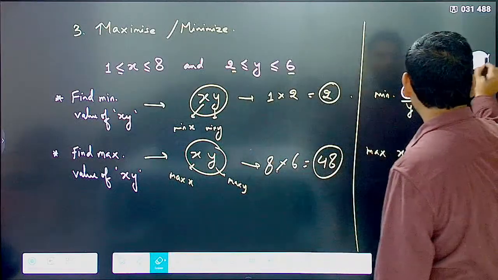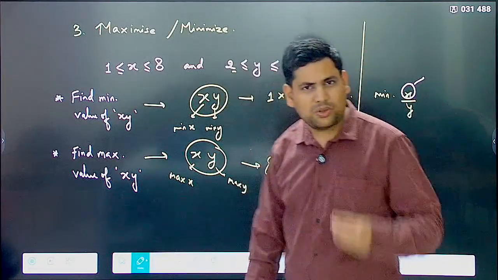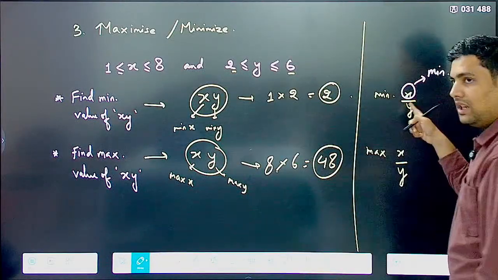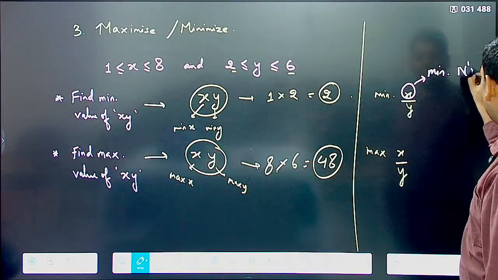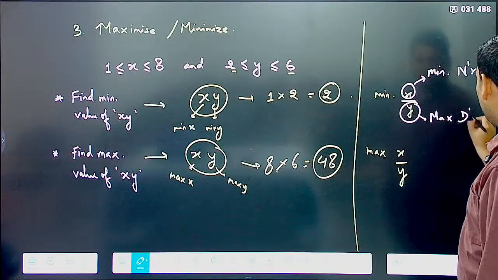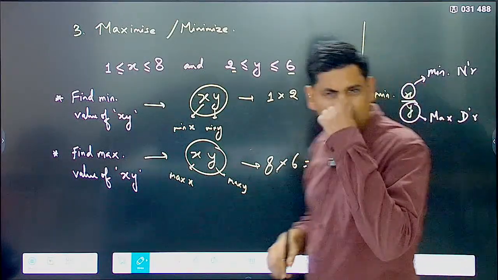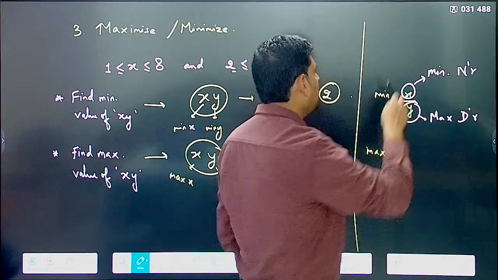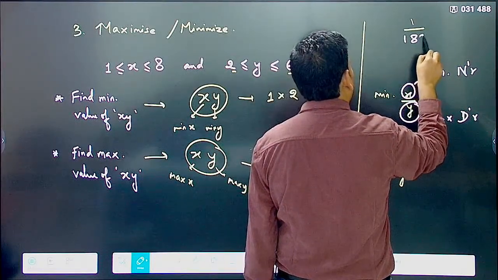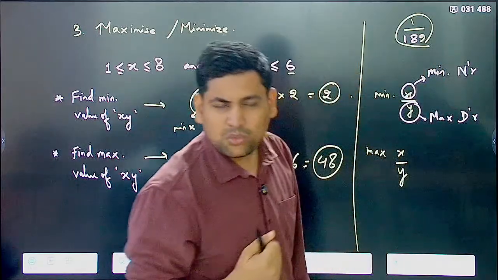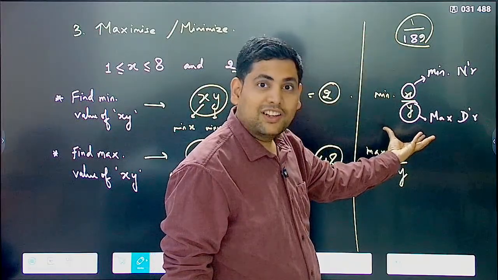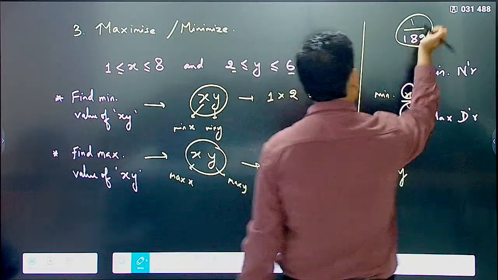Now, if I have to minimize it, I want the fraction to be very small. So I have to minimize the numerator and maximize the denominator. Then only this will be a very small fraction. For example, I want to make something like 1 by 189. This is very small. Here the numerator is very small and the denominator is very large. That's why the fraction is smaller.